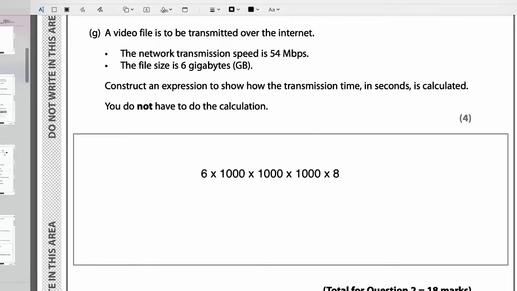So we now need to divide that by the network transmission speed, also in bits per second. So we would need that in bits per second. So it's 54 megabits per second. So it's 54 multiplied by 1,000 to the power of 2. So you could write 1,000 times 1,000 or 1,000 to the power of 2. And that is our expression there for 4 marks. And that completes question 2 for a total of 18 marks.